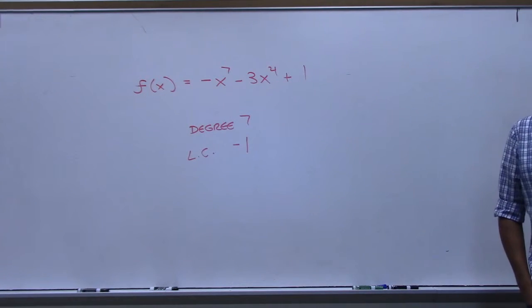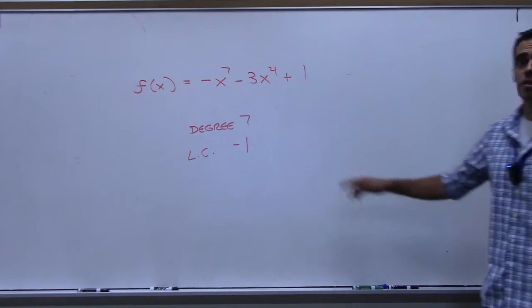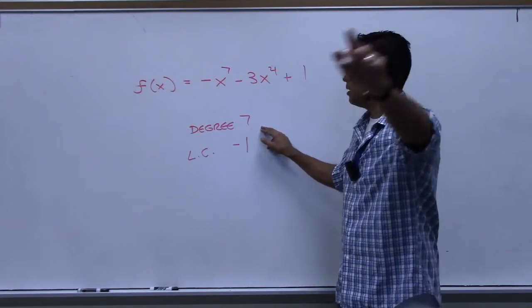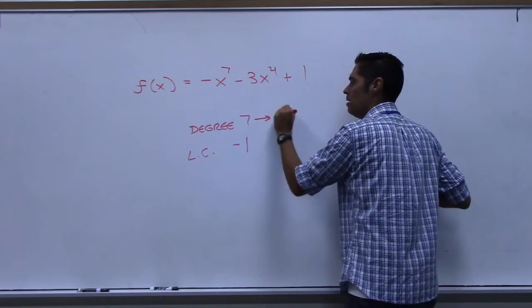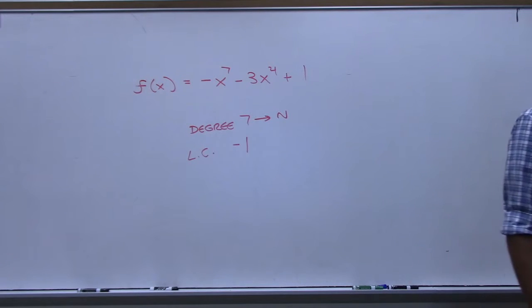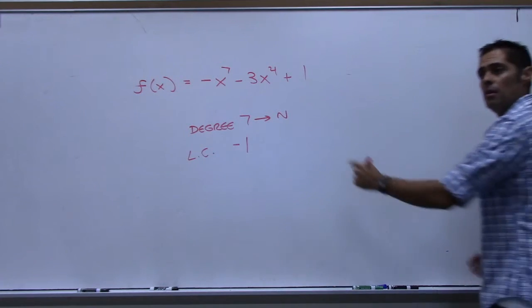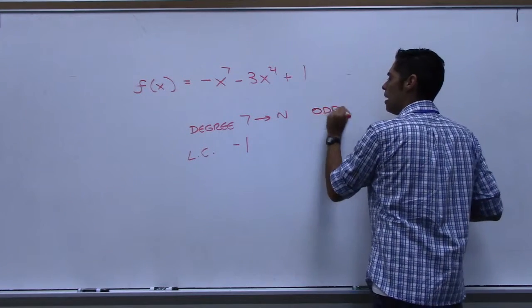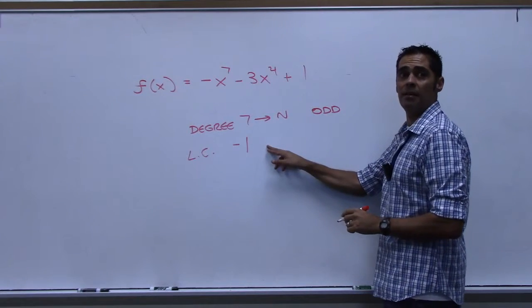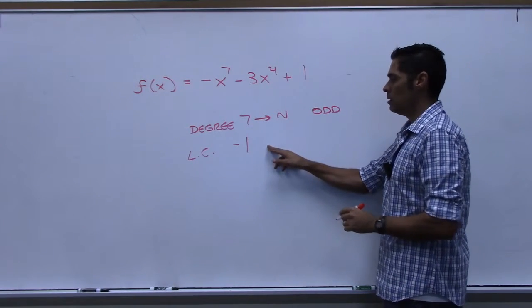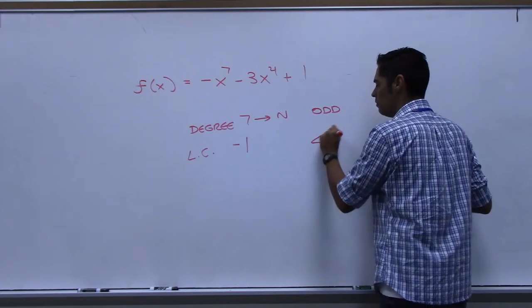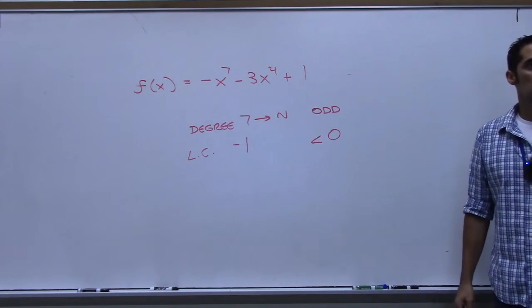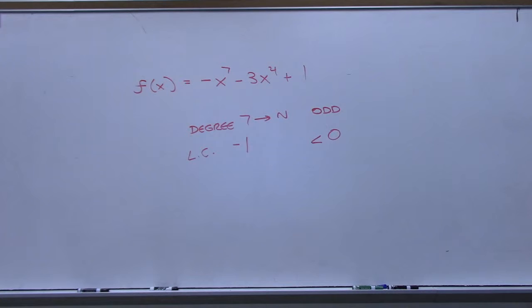Now go to that table. Is your degree, which is n here, sorry, I should let you know this is n. Is the degree even or odd? It's odd, right? We have an odd degree. Is the leading coefficient positive or negative? It's negative, so isn't it less than 0? So what does it look like? So you know how to read this table?